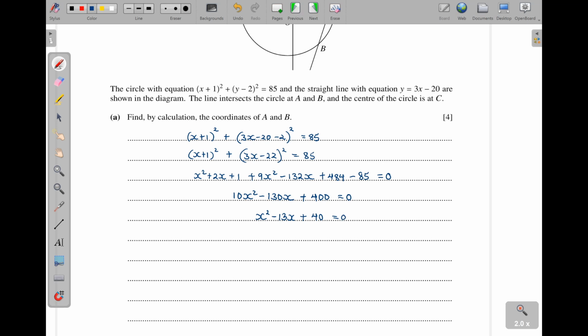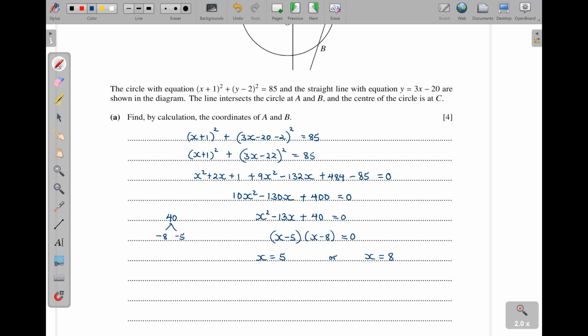So two numbers, when I multiply them, I get 40, but when I add them, I get negative 13, because that will be negative 8 and negative 5. So that means here we shall have (x - 5)(x - 8) equal to 0. So when you equate each of these to 0, our x is going to be equal to 5, and then the other x is going to be equal to 8.